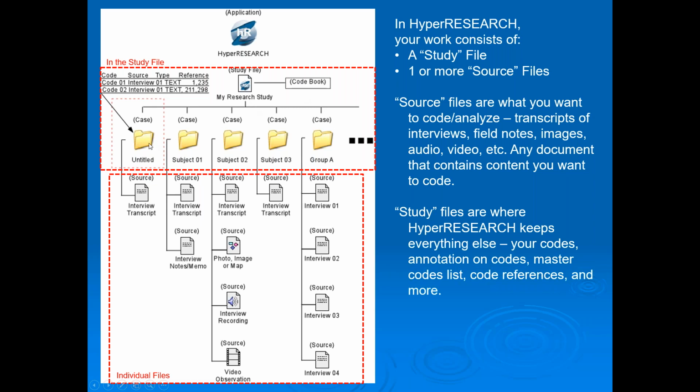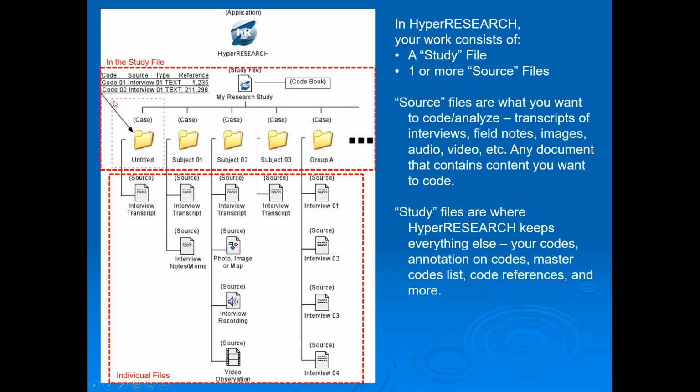A study file contains one or more cases, and cases are represented here as folders because they're buckets to contain your coding. They contain what we call code references, or just references. And a code reference is when you take a code from your master codebook and you apply it to a chunk of source material, a paragraph of text, a section of an image, a chunk of audio, whatever the case may be. It then records the application of that code on the current case.